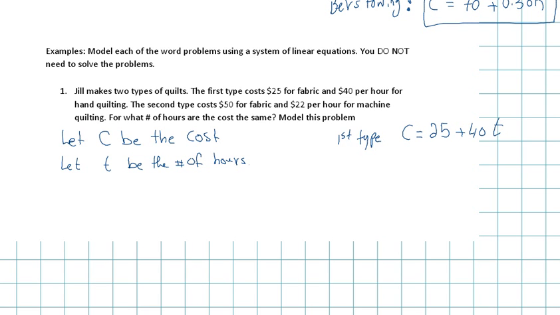Right? Because $25, they're gonna pay $25 for the fabric. It's not gonna change. But it depends on how many hours each quilt is gonna take to make, right? And she's gonna charge $40 for every hour that it takes to make. How about the second type? C equals 50 plus 22T.